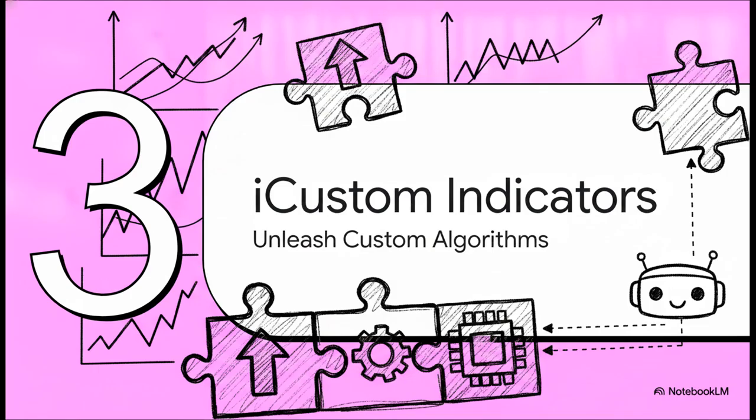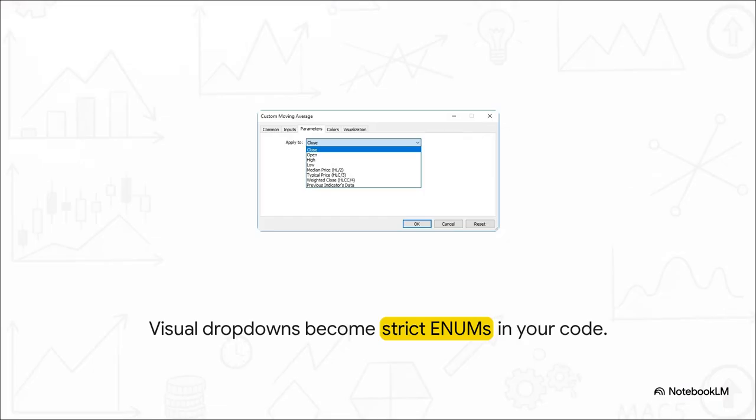Unleashing iCustom indicators. MQL5 is explicitly designed to easily accommodate your own proprietary algorithms, essentially turning them into modular puzzle pieces for your main trading robot.